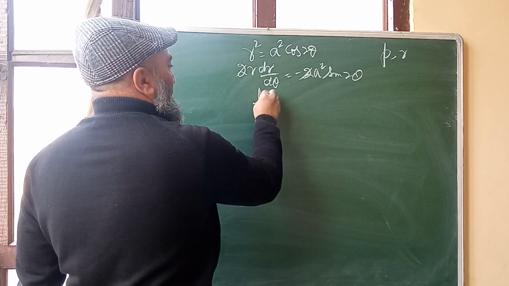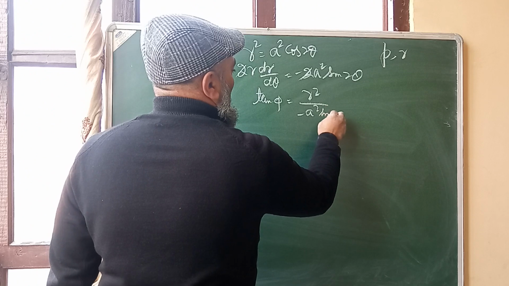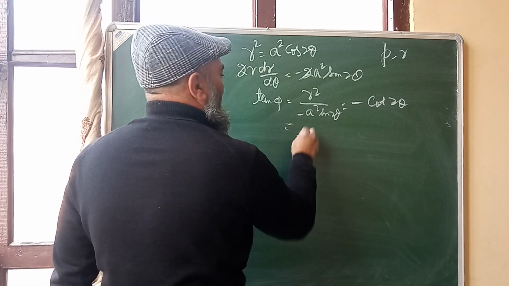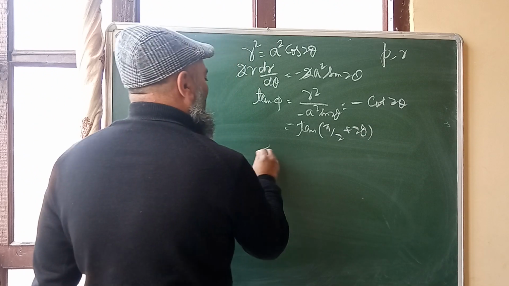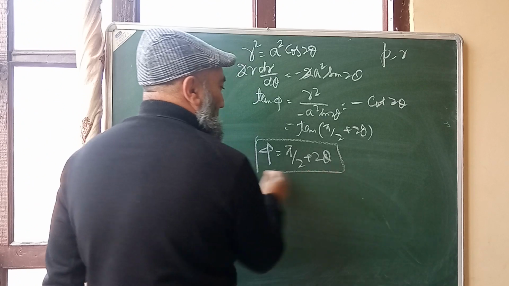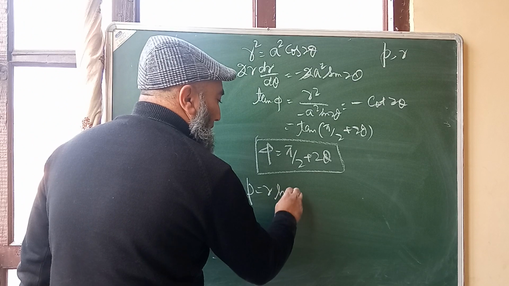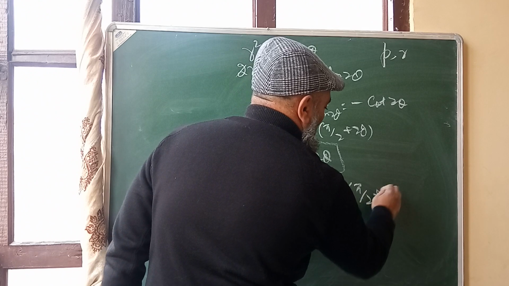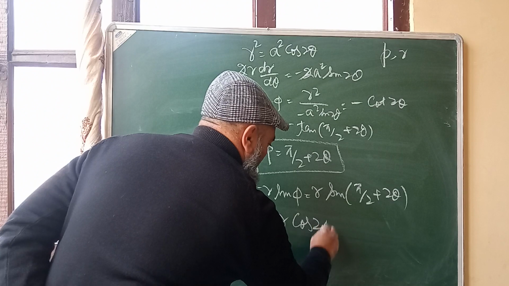Tan phi is R d theta by dr whole square. This I have already done. No? Cot 2 theta is tangent of 90 plus 2 theta. So your phi is 90 plus 2 theta. This is phi. Now what is the pedal equation? P equal R sine phi. What is phi? Sine 90 plus 2 theta. What is sine 90 plus 2 theta? It is cos 2 theta.